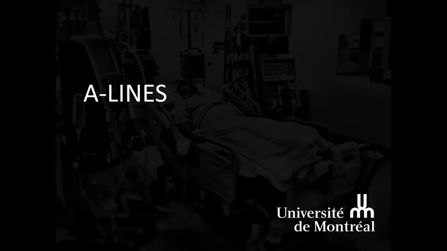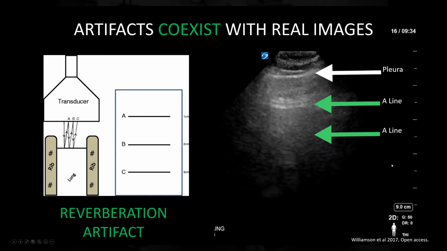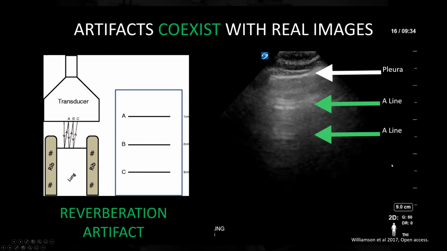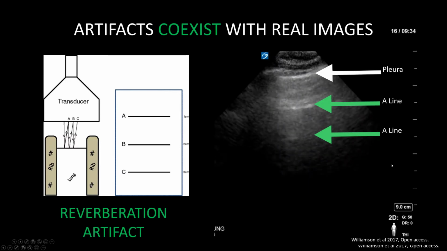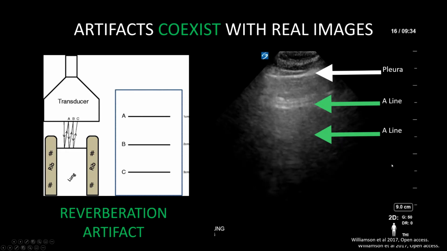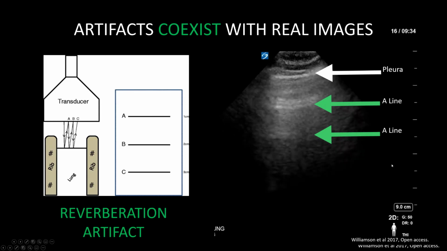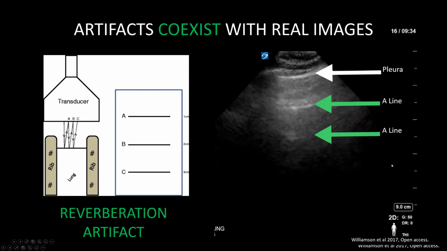The next set of slides will be talking about A-lines. A-lines are horizontal lines parallel to the pleural lining that are seen at equal distance, usually a multiple of the distance between the transducer and the pleural lining. These are normal features that are non-specific.